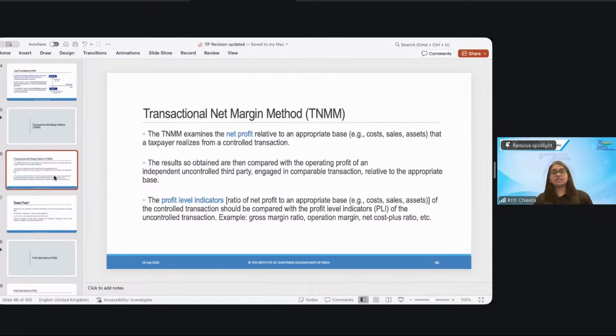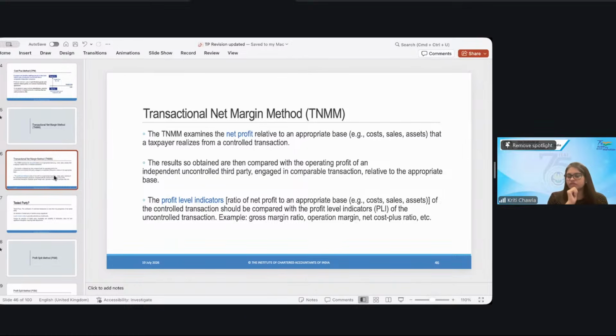So TNMM, it examines the net profit, which is relative to an appropriate base. Now it could be net profit divided by cost, net profit divided by sales, net profit divided by assets. The results which are obtained are compared with the operating profit margin of an independent, uncontrolled third party, which is engaged in comparable transaction relative to the appropriate base. So what you'll do is you'll compare the net profit by sales to net profit by sales of independent party. Net profit by cost of related party, compare it with net profit by cost of unrelated party, and then decide if this transaction is at arm's length or not.